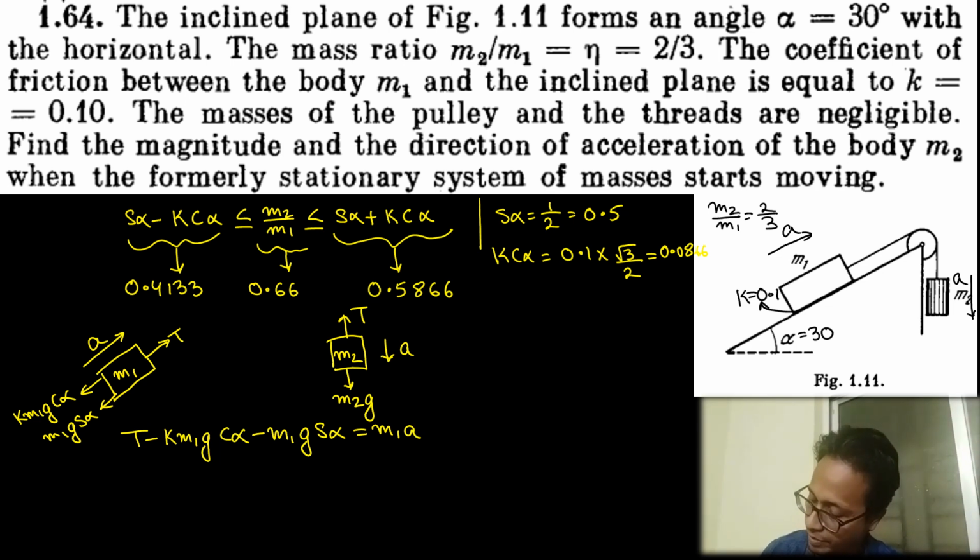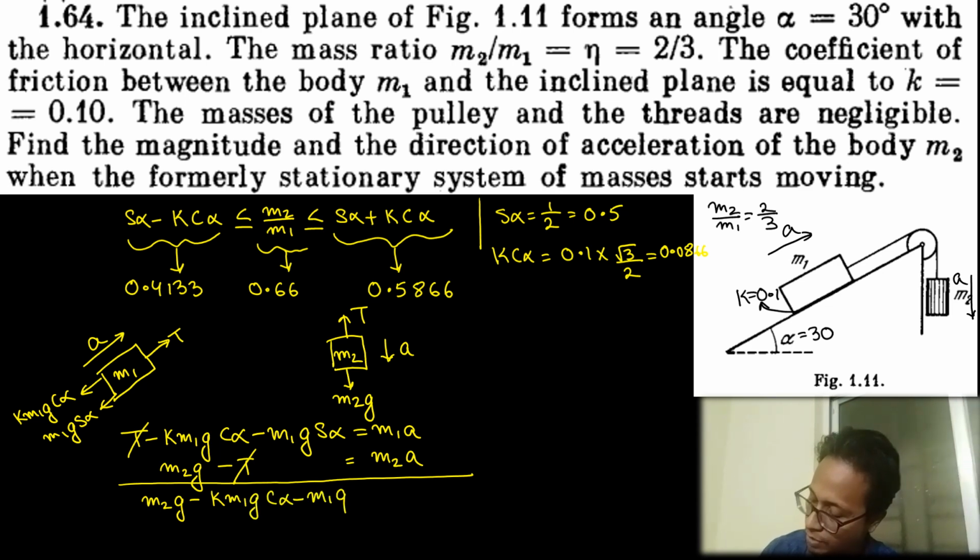And since both of them have the same acceleration, why? Because they're connected. See the diagram. If this goes down by acceleration a, this will move up by acceleration a. So similarly, from this diagram, we get m2g minus T is equal to m2a. If you calculate the values, m2g minus k m1g cos alpha minus m1g sin alpha is equal to m1 plus m2 into a.